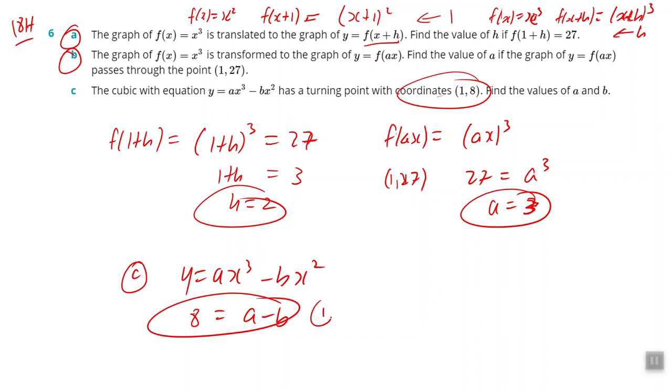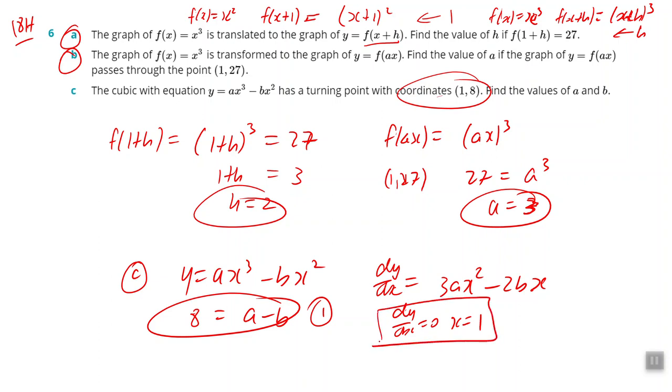Equation 1. Equation 2, you need to derive it. dy/dx = 3ax² − 2bx. And we know that the gradient dy/dx equals 0 when x = 1, because it's a turning point at x = 1. So the gradient is 0 at x = 1. So we can sub that in. So 0 = 3a − 2b, and we've got equation 2.